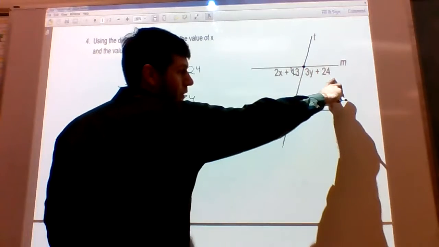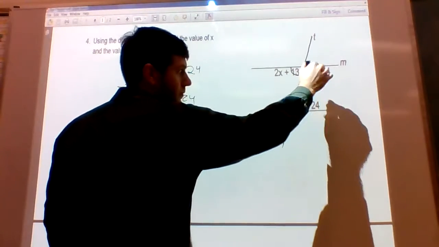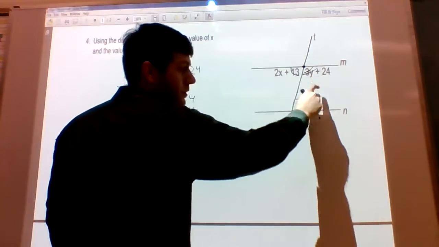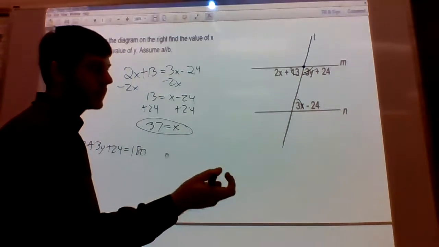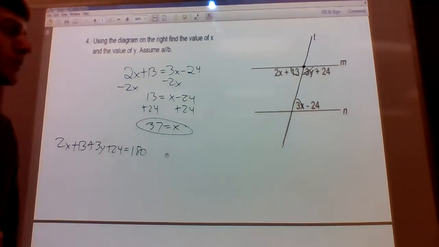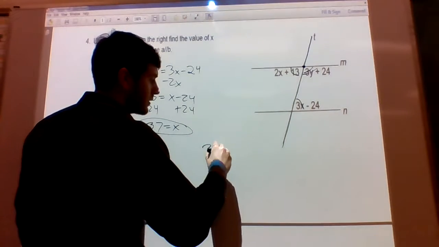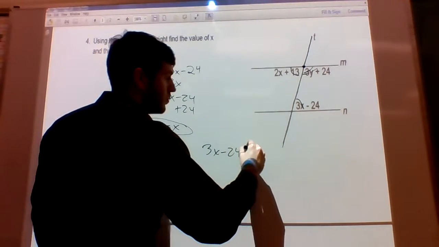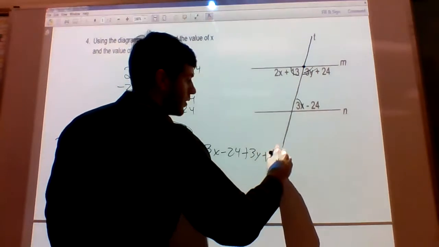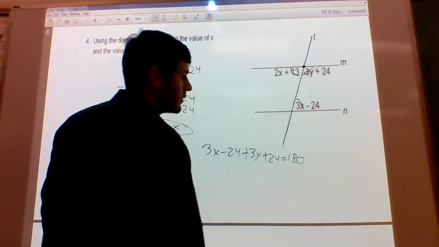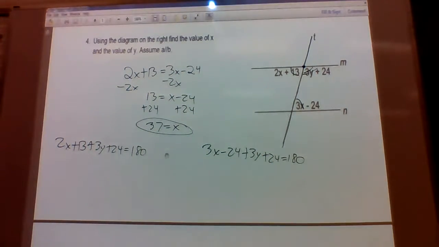Or we would have, these are same side of the transversal. They're both on the inside, so they're same side interior angles. And we know same side interior angles are supplementary. So here we would have 3x minus 24 plus 3y plus 24 is 180. Either equation will be fine.